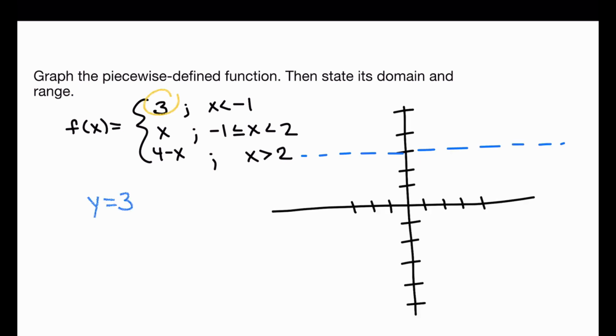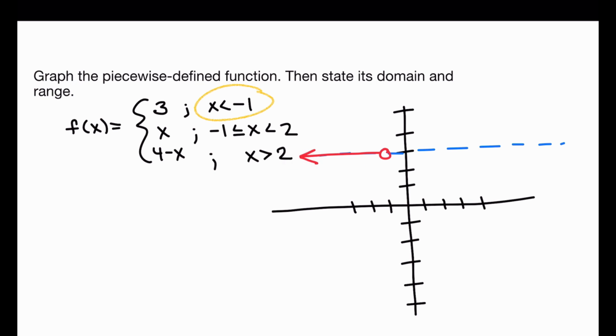Okay, so one piece at a time. The first piece is f of x equals 3, or y equals 3. That's a horizontal line. y equals 3 is a linear function with a slope of 0, so it's a horizontal line. y equals 3. We're going to use that definition when x is less than negative 1. So I found negative 1. I'm going to put an open circle there and just shade it to the left.